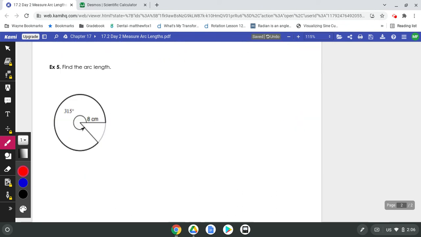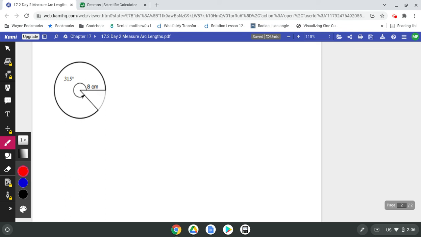Okay, one more like this. This one's maybe a little harder because it doesn't end with a 0. So 2 times pi times the radius, which is 8, times 315 over 360. Okay, we look and we think, what can we reduce? So it's up to you on how you do this. 315, you might notice 5 goes into that. 5 would go into that 63 times.